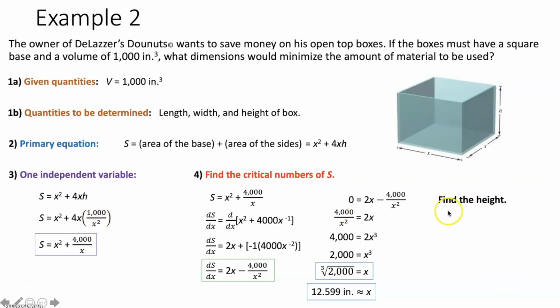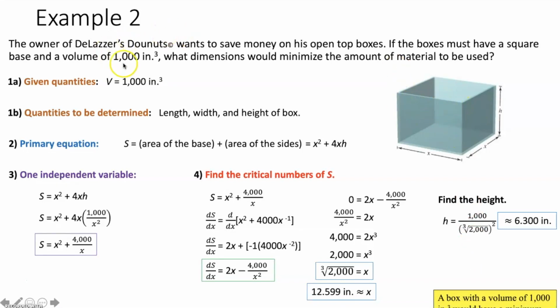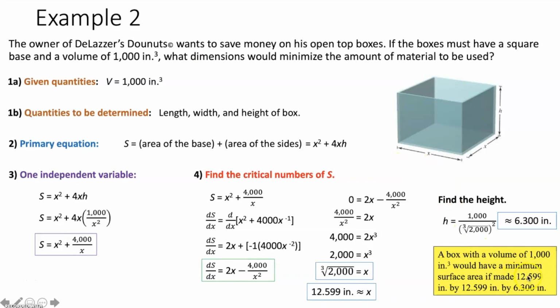So over here, we can use that same formula, h is equal to 1,000 over x squared, and plug in the x value that we found. Remember to plug in the exact x value, not the rounded x value. So when we plug that in, we get that h is approximately equal to 6.300 inches. Now we can state our answer. Remember, we were asked a word problem, so we need to answer in a sentence. The dimensions that would minimize the amount of material to be used for this open top box that would still give you a volume of 1,000 cubic inches would be 12.599 inches by 12.599 inches by 6.300 inches.